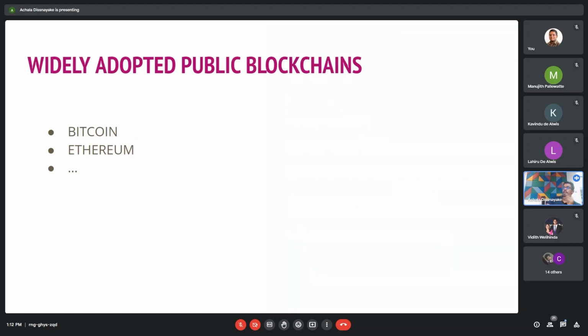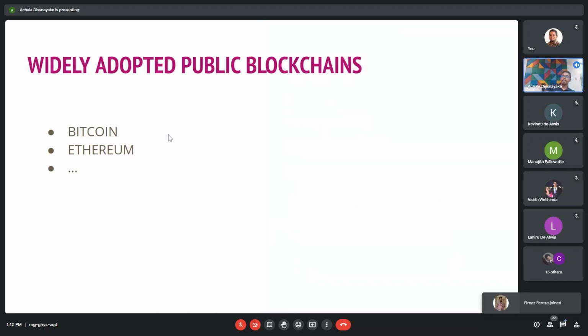I forgot to mention that Bitcoin is mainly cryptocurrency focused, but it also has some capability to program up to some level. Ethereum is, I think, the most advanced public blockchain, where you can program any logic. Solidity, the language they use to write smart contracts, is Turing complete, so you can basically write any logic.